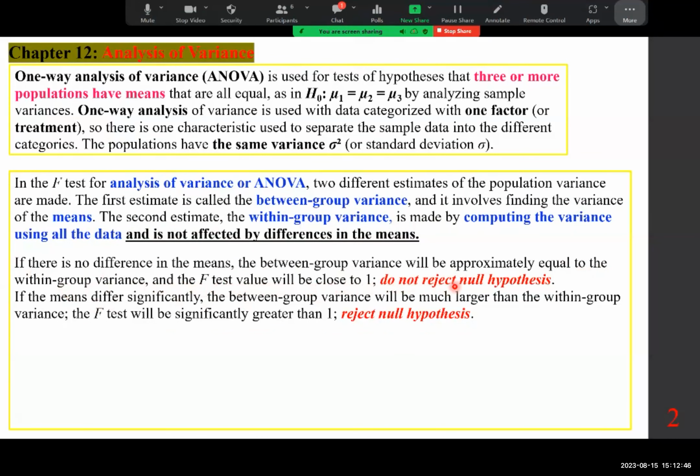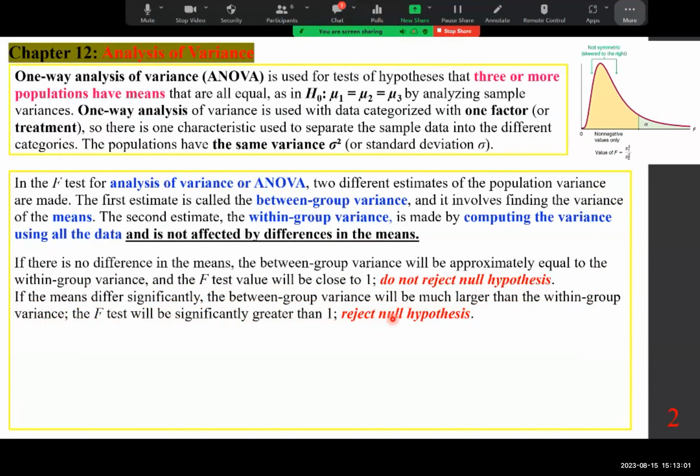Do not reject null hypothesis. If the means differ significantly, the between group variance will be much larger than the within group variance. The F test will be significantly greater than 1. Reject null hypothesis. Looking like that because the F test is s1 squared over s2 squared.